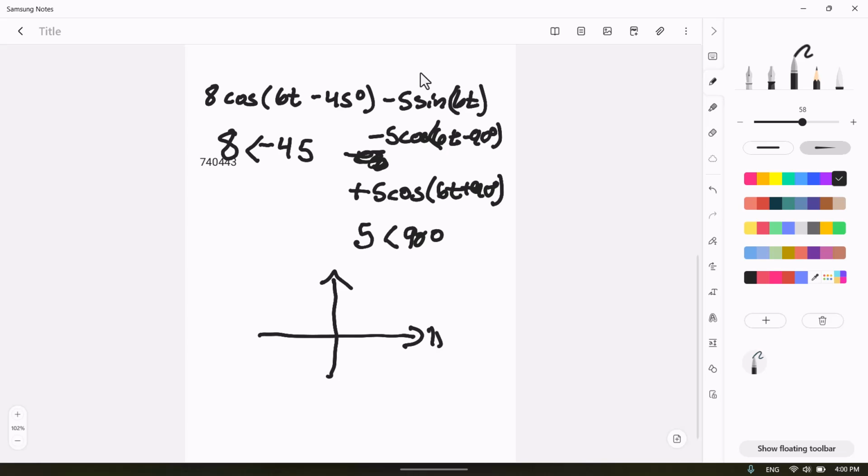Angle 90 degrees: this is our real axis, this is our imaginary axis. 90 degrees is just right there. So angle 90 degrees is the same as 5J. J is the imaginary unit, so J is the same as i that you learned in high school.